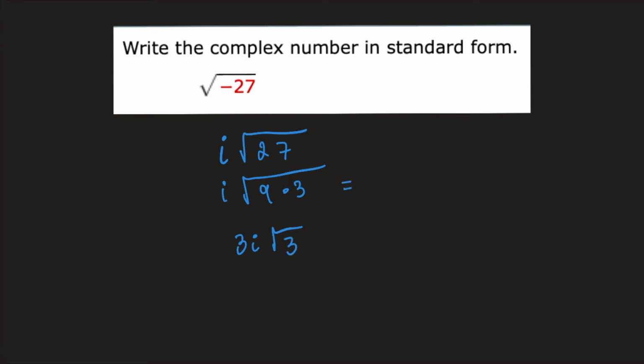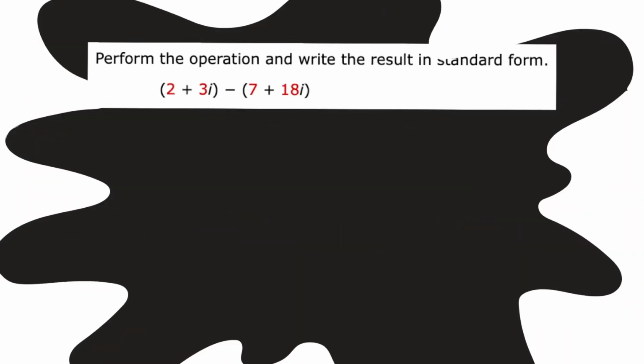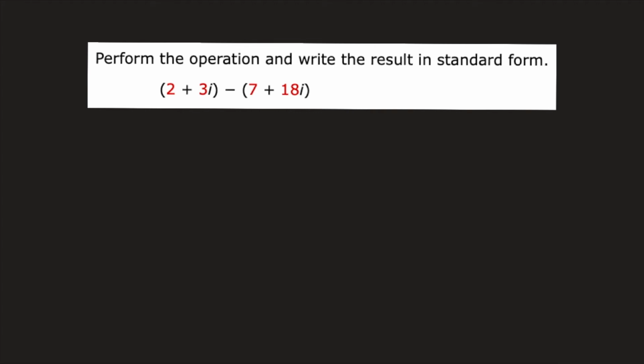Some people like to break it down a little further, making it i square root of 9 times square root of 3, and again, square root of 9 is 3. One thing to remember with imaginary numbers is that they behave very similar to variables. So in this case, I'm going to distribute the negative, giving me 2 plus 3i minus 7 minus 18i.